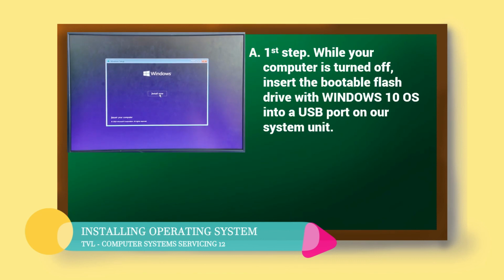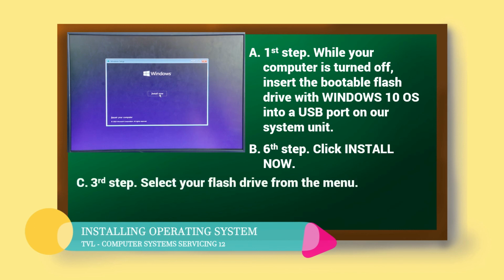A. First step. While your computer is turned off, insert the bootable flash drive with Windows 10 operating system into a USB port on your system unit. B. Sixth step. Click Install Now. C. Third step. Select your flash drive from the boot menu. Correct! It's letter B.